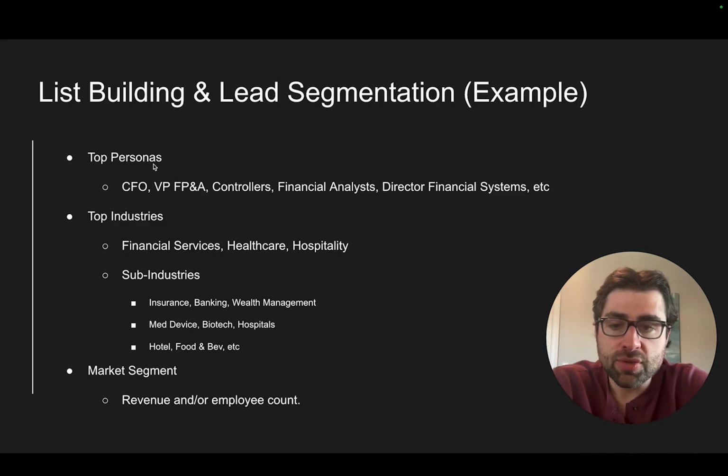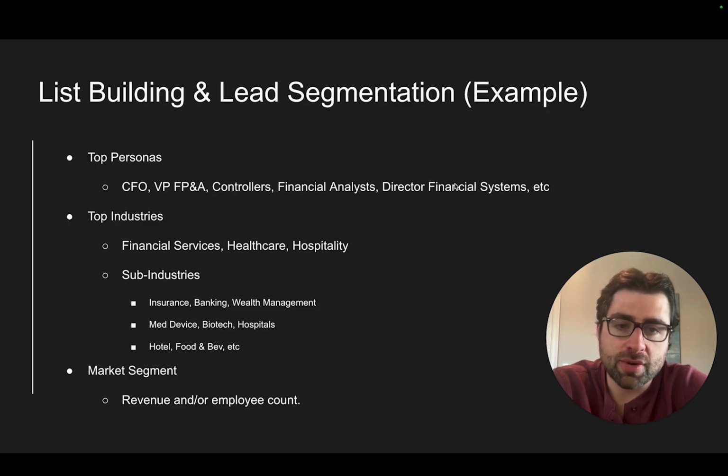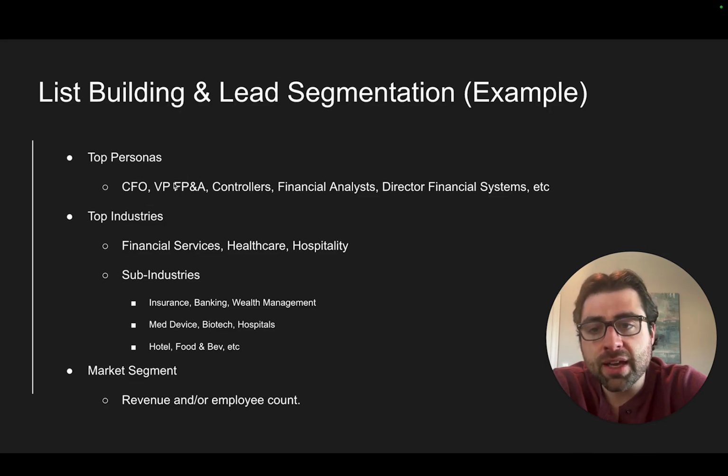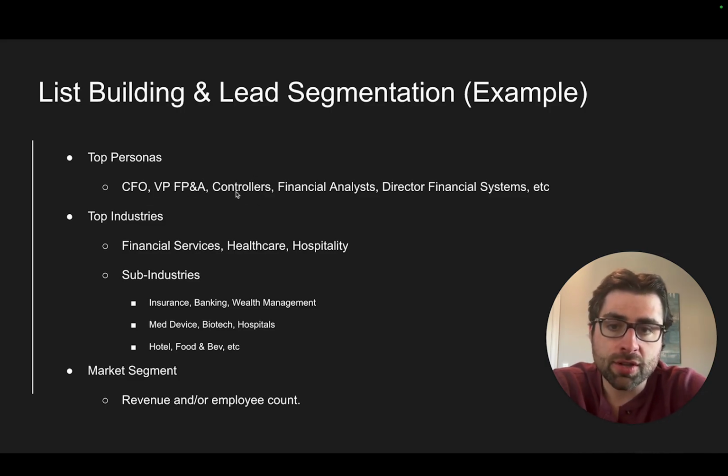So in this example, if you sell financial management software, some of the titles that will be relevant to you are CFOs, VPs of FP&A, controllers, financial analysts, director of financial systems, etc. All these personas are very similar, but they have different priorities and challenges they care about. Like VPs of FP&A care about more strategic planning, budget forecasting, scenario modeling, where controllers are more on the accounting side. Well, they'll care more about transaction matching, the financial close process, account reconciliations.